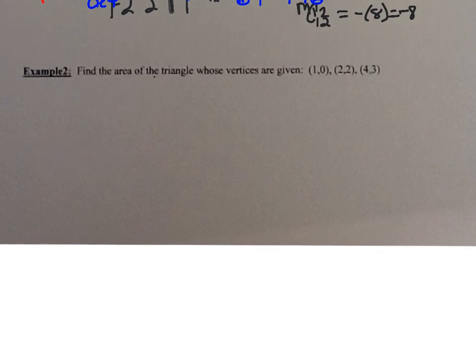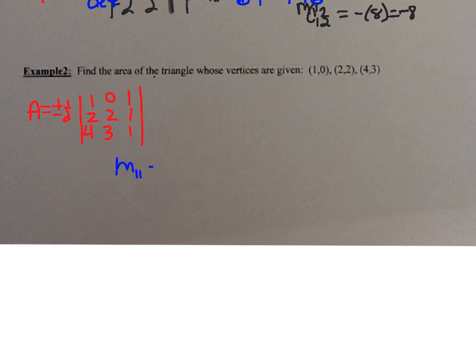Okay, find the area of a triangle whose vertices are 1, 0, 2, 2, and 4, 3. So the area of the triangle is plus minus 1/2 my determinant, which is going to be 1, 0, 1, 2, 2, 1, 4, 3, 1. That's the matrix I'm going to use.